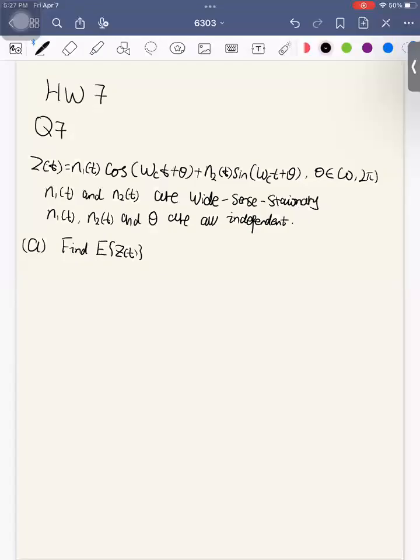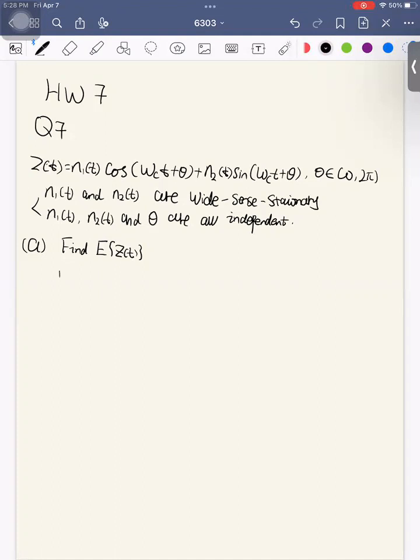Hello everyone. Today we're gonna talk about homework 7 and question 7. Now let's look at the question first. It says we have this equation, and the question tells us we have these two as well. Now they ask us to find the EZT.